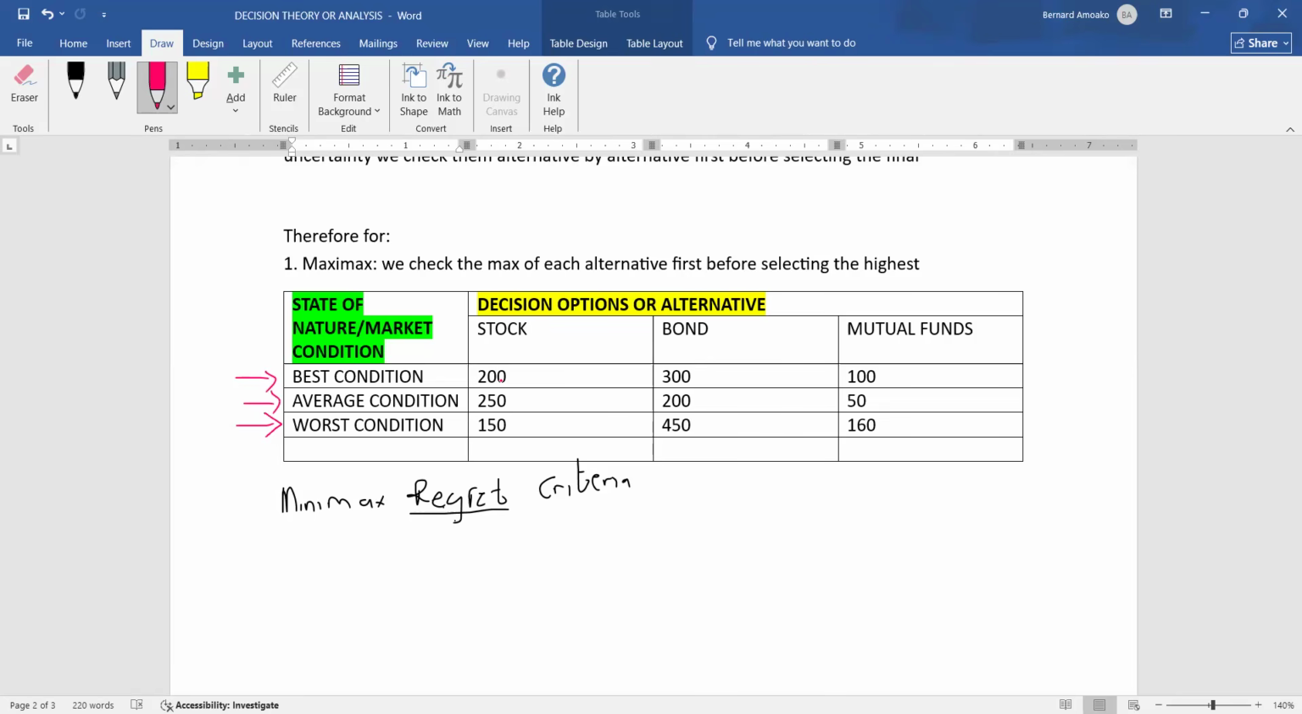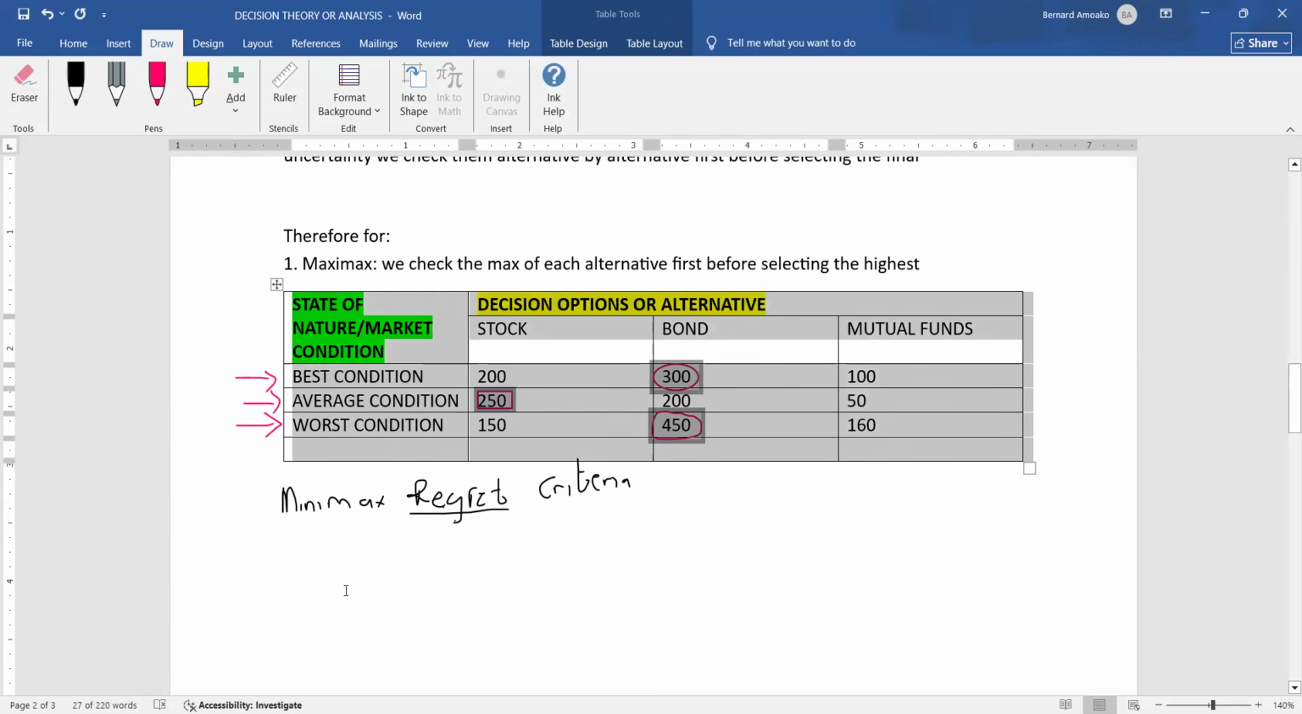Now, you select the highest under each market condition, meaning that you could have done 300 under the best condition. Under the average condition, you could do the highest, which is 250. And under the worst condition, you can do the one which is 450. Now, these are what we call the regrets. So you construct a table quickly using the regret table. What do I mean by that?